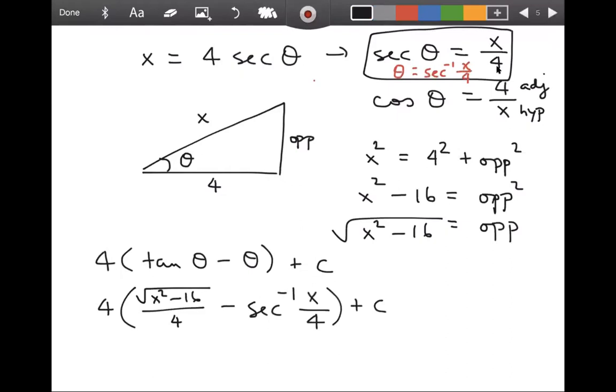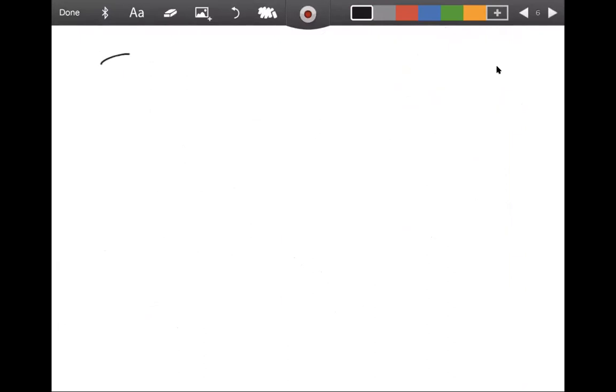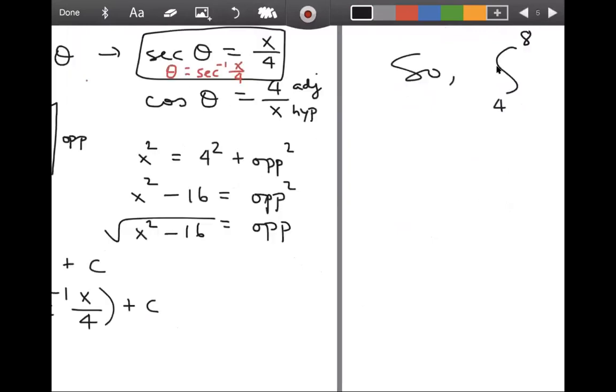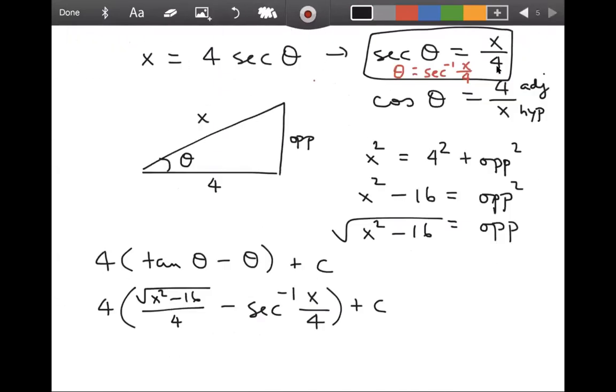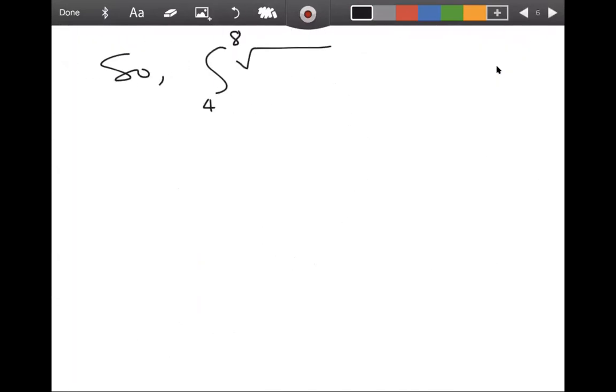All right, now we're not quite done. We're almost done. Remember, this was a definite integral. Okay, so I'm glad I left 3 pages. So it was the integral from 4 to 8. Oops, that's a funny looking 8. And what was it again? It was the square root of x squared minus 16 over x.